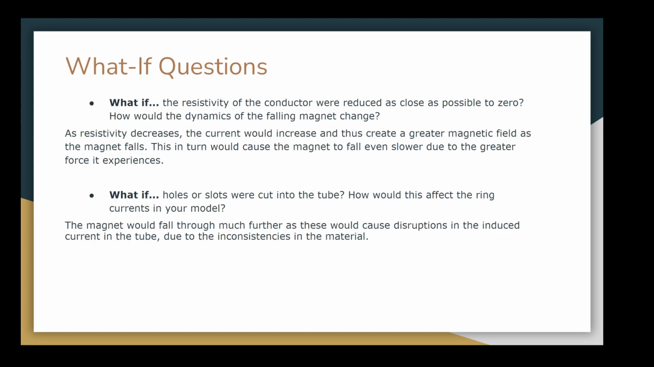What if there are holes or slots in the tube? How would it affect the magnet? Well, if there are holes, the current doesn't have as good of a place to flow through, and so there are disruptions in the field that it creates, and the magnet can fall faster because there's not as much force resisting it.